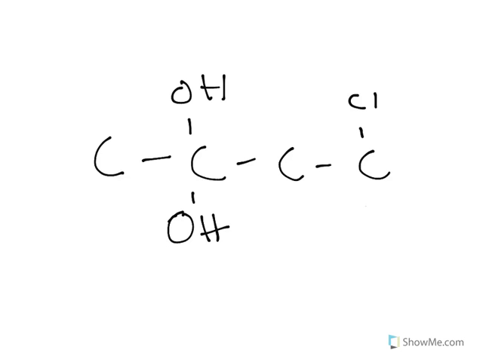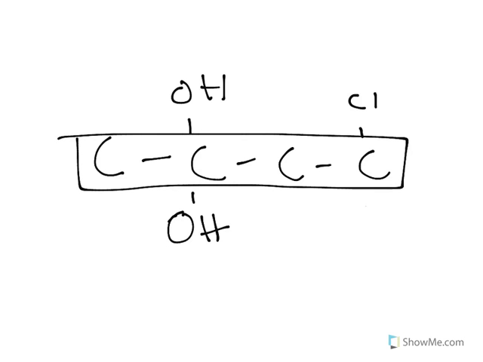So whenever you're naming this, the very first thing you want to name is the groups that aren't your family. Since those OHs are telling me that it's an alcohol, I'm going to save those for the end and put those with the parent, meaning that chain of 4 here. Okay, so that's your parent chain, that chain of 4. And the first thing I'm going to write is that chlorine, because that's just an alkyl group, and that's really not going to tell you anything about the parent. So the parent always goes at the end, so I'm going to write that chlorine first.